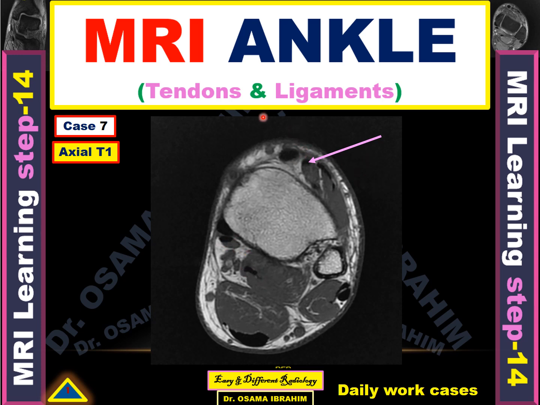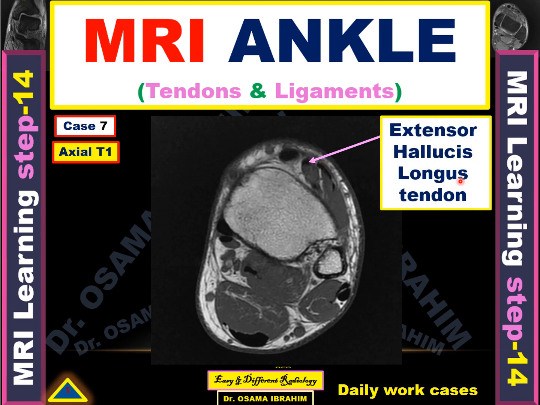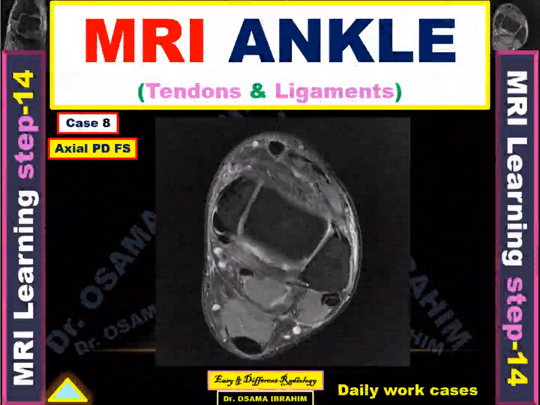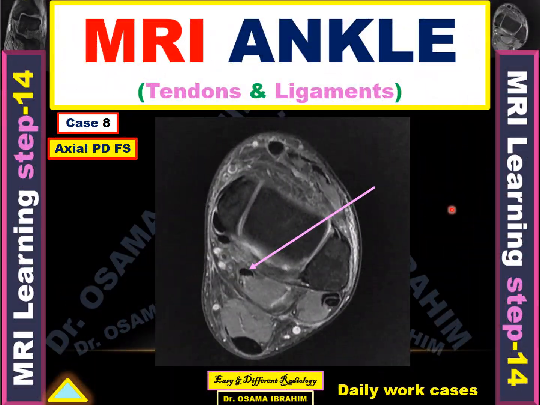However, in the anterior compartment, the tibialis anterior is okay, but the other two tendons are reversed for the Tom, Dick, and Harry. So if this is Dick, this is the hallucis. So this is the extensor compartment, extensor tendons: extensor hallucis longus tendon, and this one is the extensor digitorum longus tendon.